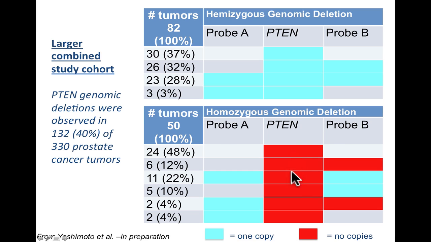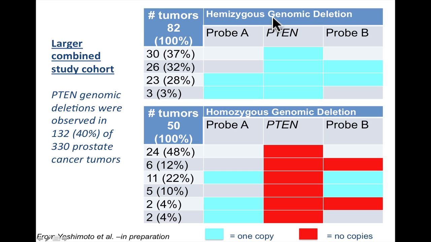The 2 copy loss is shown in red. So the most common is this one that's just PTEN, but then the second most common extends into probe B. And then you see other combinations, so a small deletion and a big deletion, a small deletion and a big deletion going that way, and then here some very rare events that we've seen. So one can map it out.